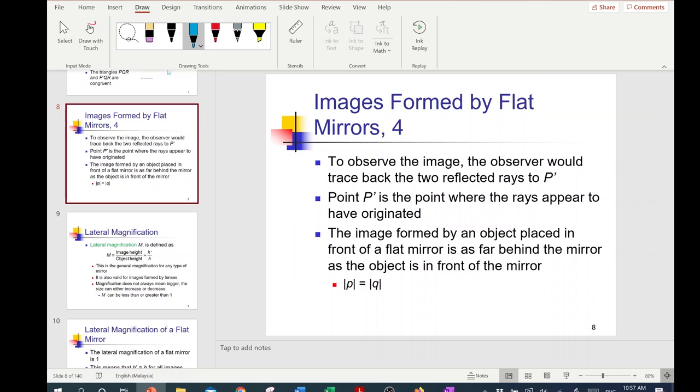As you can see here, the position p is equal to position q, which means that the position of the image is equal to the position of the object. That is the characteristic of image formation for a flat mirror.